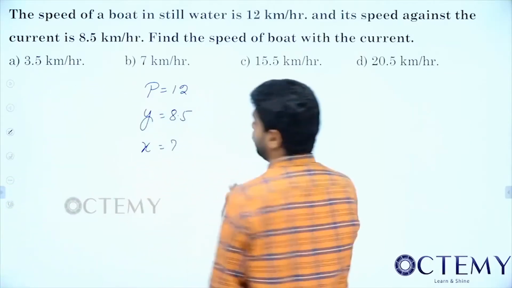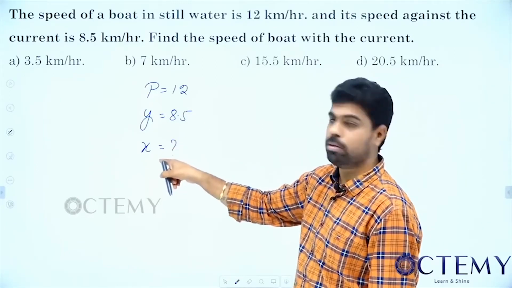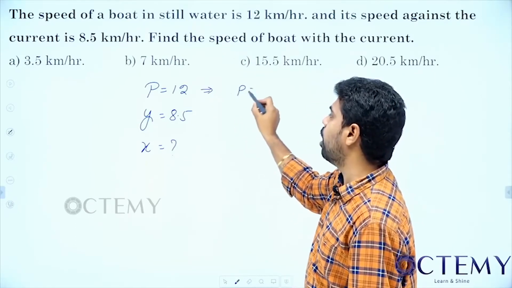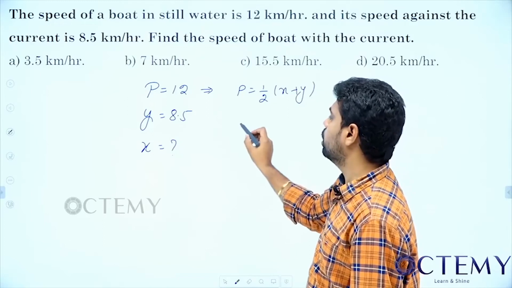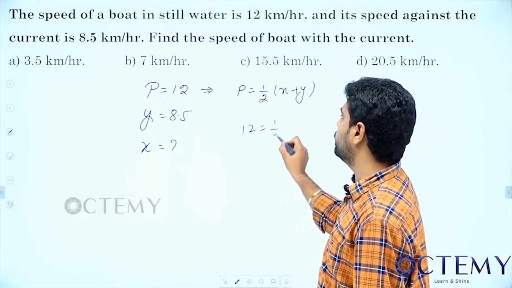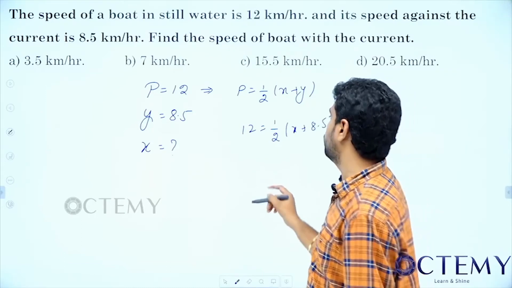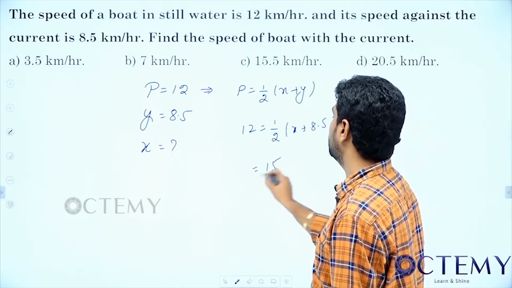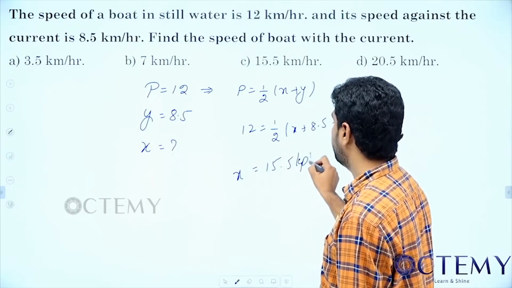Okay. From this we can say that p minus q is y. Find out the q value and then substitute in p plus q, you will get that answer. Or else, from this directly I will say that p equals half into x plus y. So now 12 is equal to half into x plus 8.5. So this will be 24 minus 8.5. That is how much? It will be 15.5. So x is equal to 15.5 km per hour. Simple question.